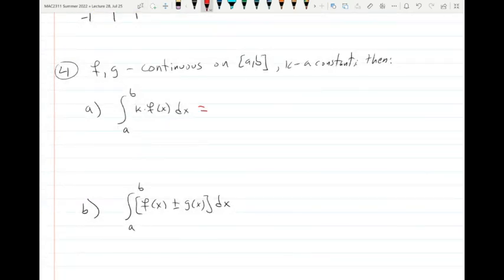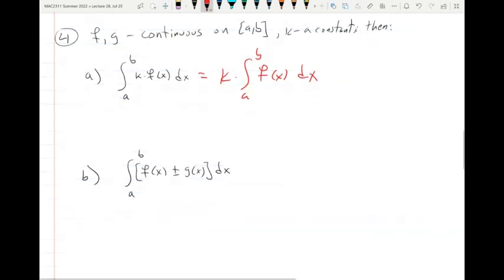Because a definite integral is just a limit, the same way that you can take constants out of a limit, you can take constants out of a definite integral, just like what we do with indefinite integrals. So this is just k times the integral of f of x from A to B. And similarly, because the limit of a sum is the sum of the limits, and the limit of a difference is the difference of the limits, then if you have a definite integral of a sum of two functions, you can split this as the sum of two integrals.